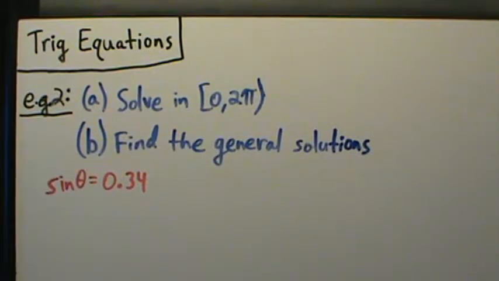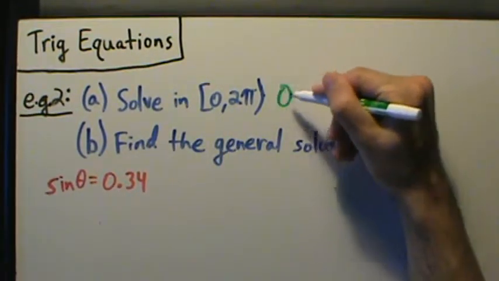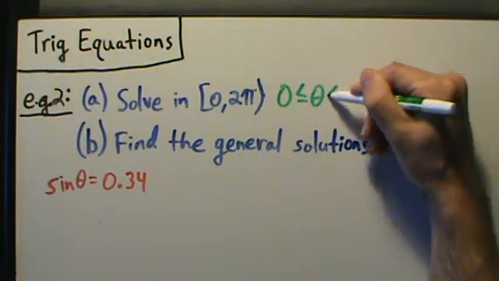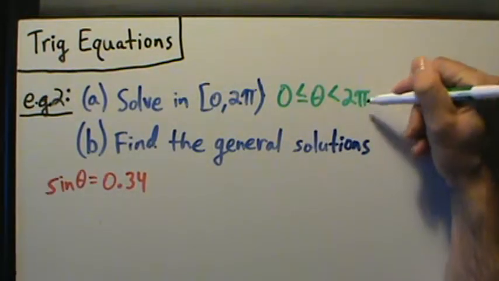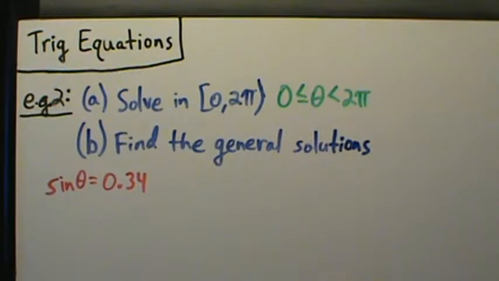Here's example 2 of solving trig equations. So here we have sine of theta equals 0.34, a number that's not so nice, not directly related to the unit circle. Part A, solve in the interval 0 to 2 pi. And again, all that means is 0 is less than or equal to theta, which is strictly less than 2 pi. And then part B, find the general solutions.